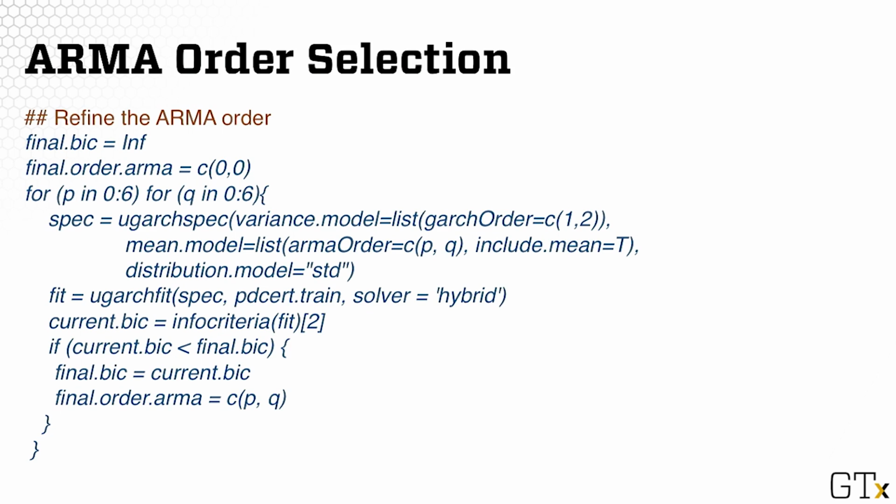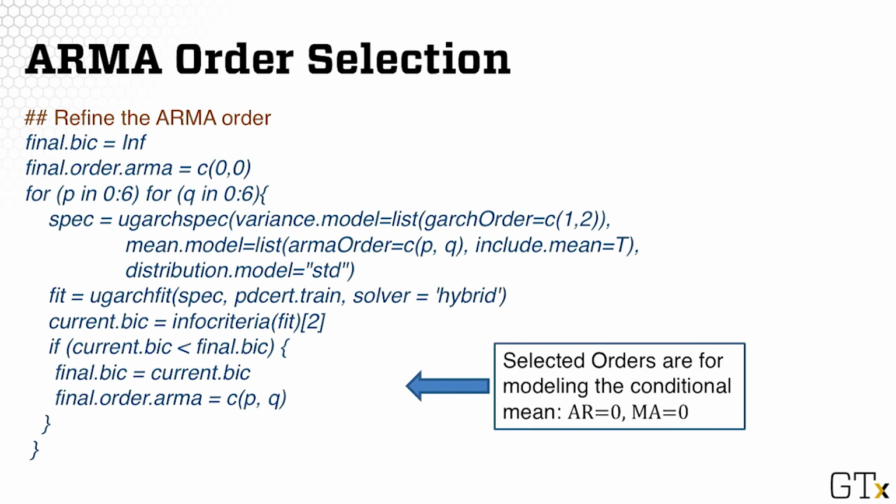That is, we fix the orders for the GARCH to be equal to 1 and 2, and now select the orders P and Q for ARMA. I apply the same code as in the previous slide, except that now I'm varying the orders for ARMA. The selected orders for ARMA are 0 and 0. That is, the conditional mean does not depend on time.